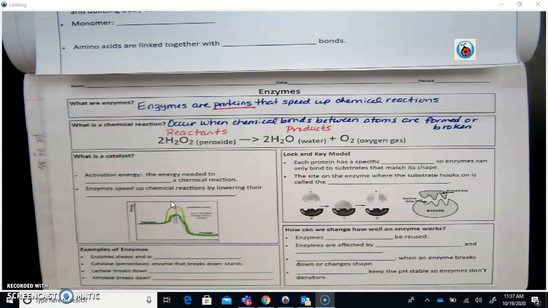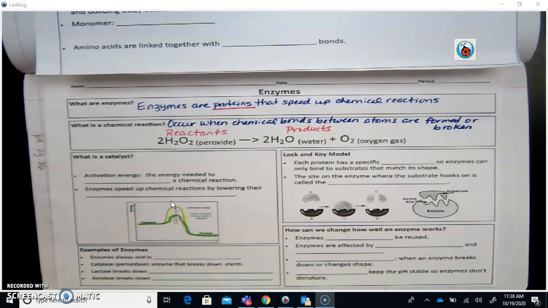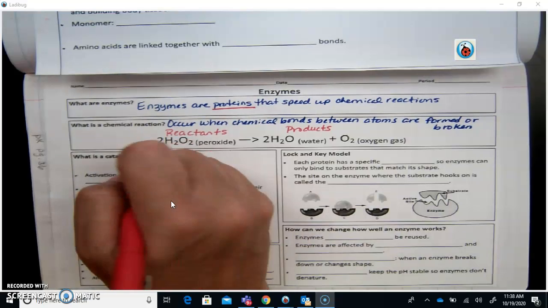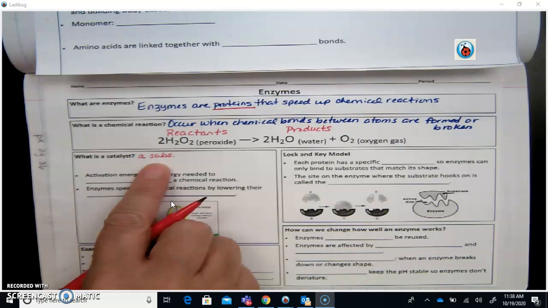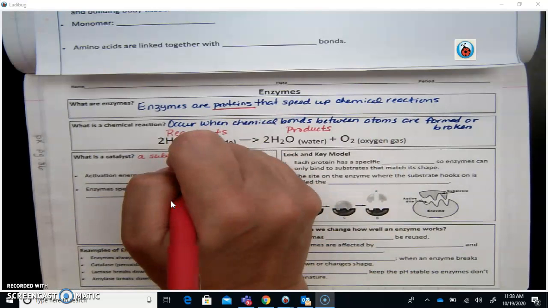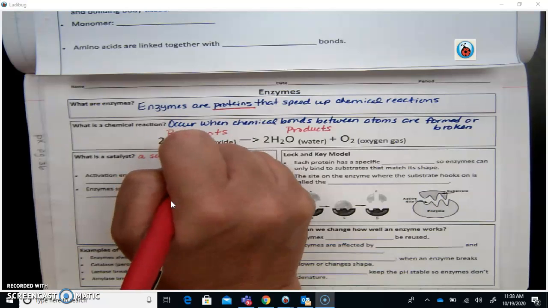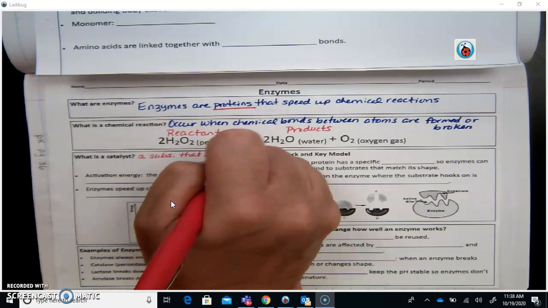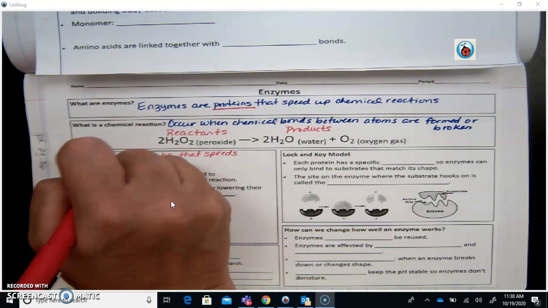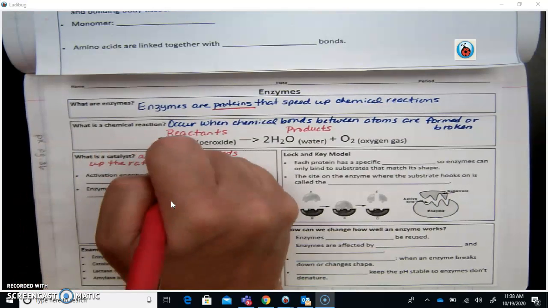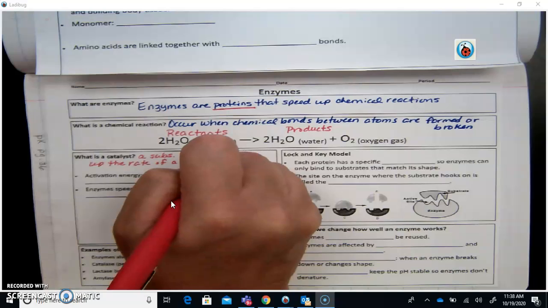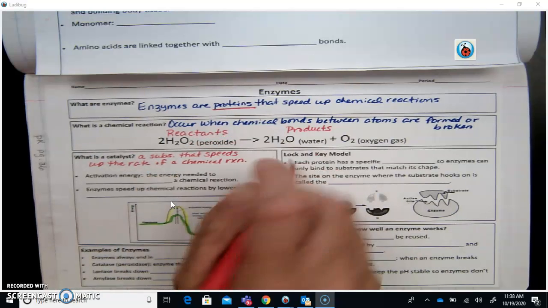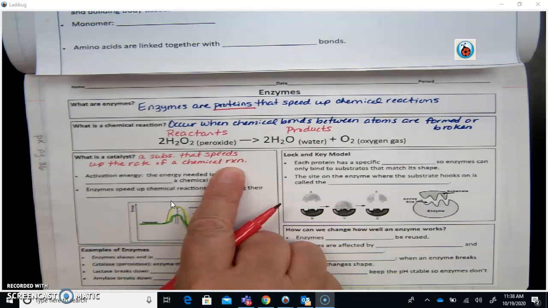So let's answer the question, what is a catalyst? Well, enzymes are examples of catalysts, but there can be others. So a catalyst is a substance, and I'm going to abbreviate substance as SUBS, that speeds up the rate of a chemical reaction. And I'm abbreviating reaction RXN.